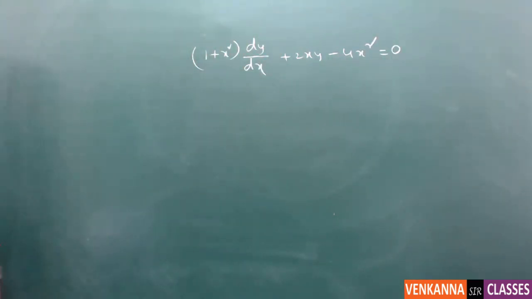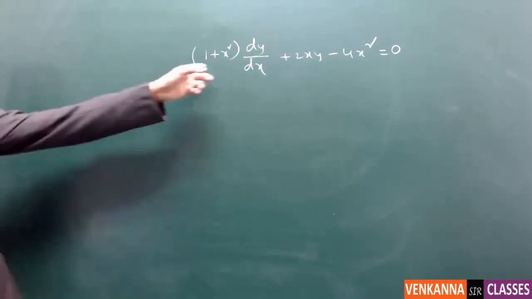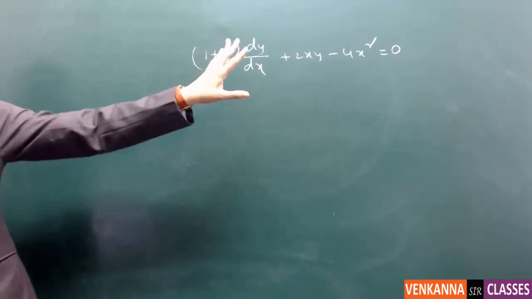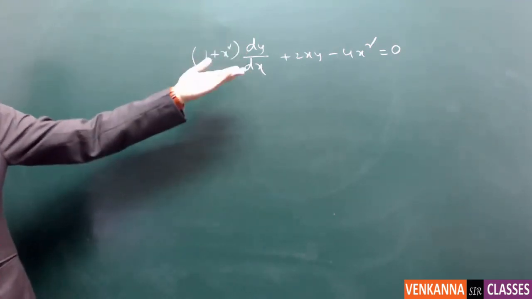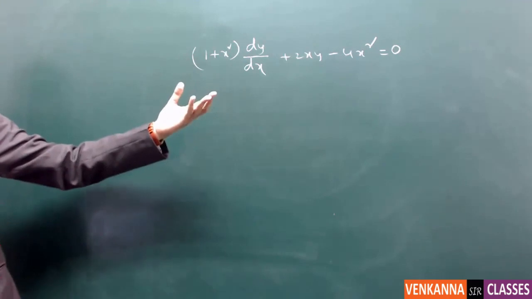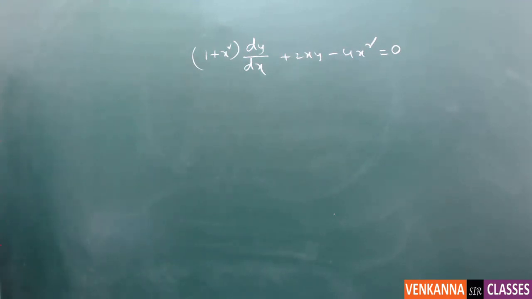So (1 plus x square) dy by dx plus 2xy minus 4x square equals 0. Here, please understand one thing: by converting the given equation into linear form, it is very easy for us to solve the equation. Apart from this, by simply multiplying the equation with dx, you are going to get the form of M dx plus N dy equal to 0, and there you can solve with your previous approach. That is also acceptable. Why are we using the linear differential equation? Because it is easy to solve. That is the only criterion here.